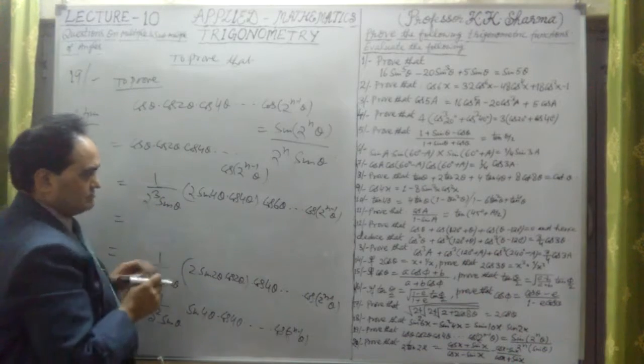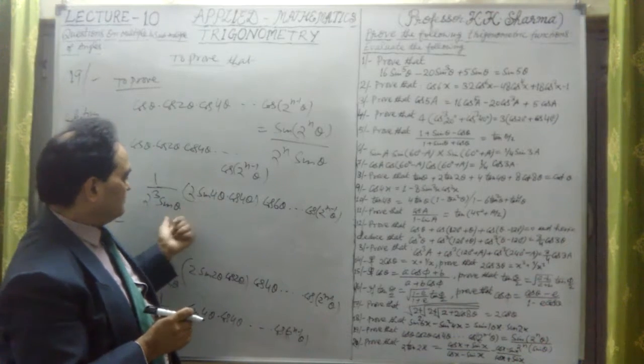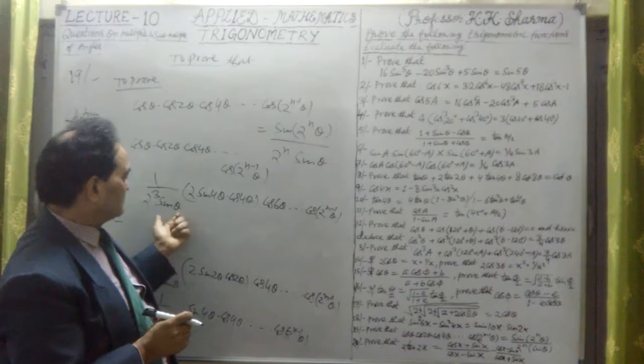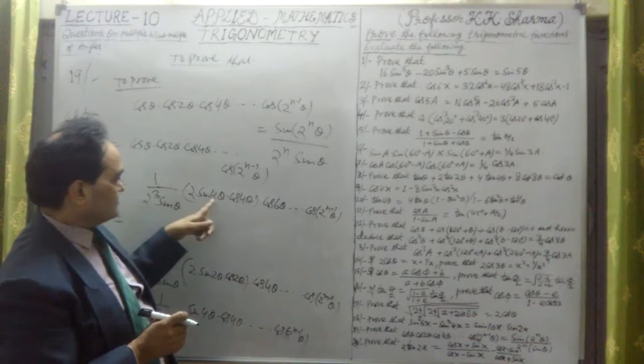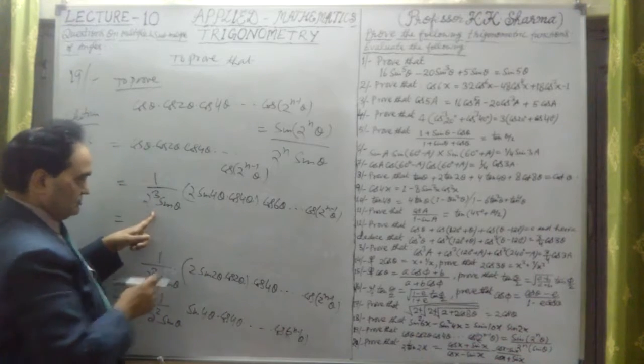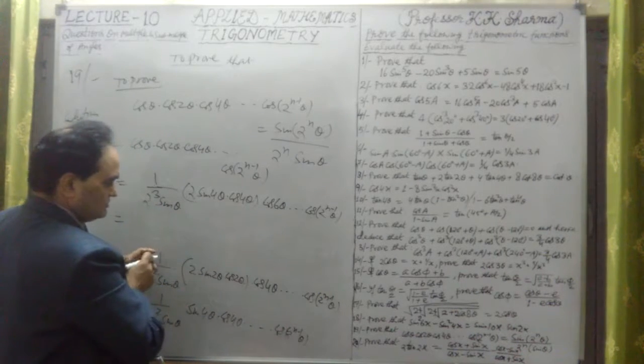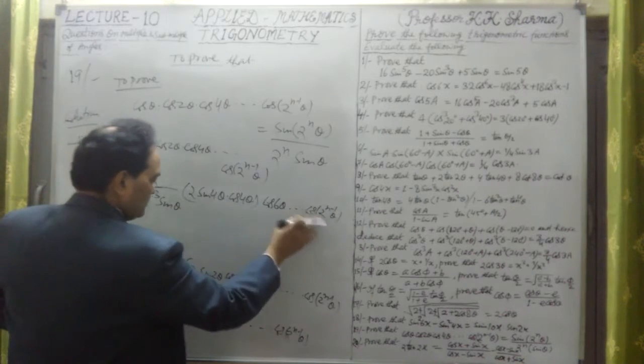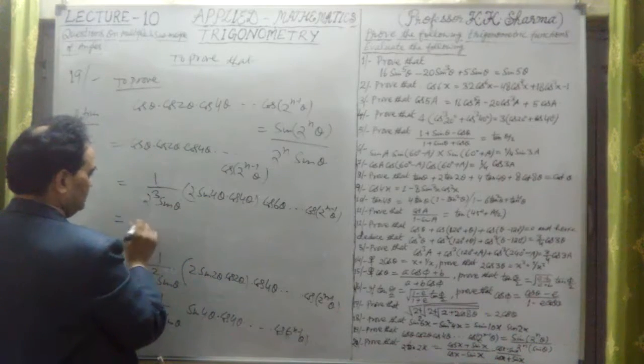But at the third time, it is cos 4 theta. We are taking here 2, 1 more than this, but this is 1 lesser. This is 1 more. Three times here. This is now cos 4 theta. The third step we are doing. Similarly, up to this point, we will get finally.